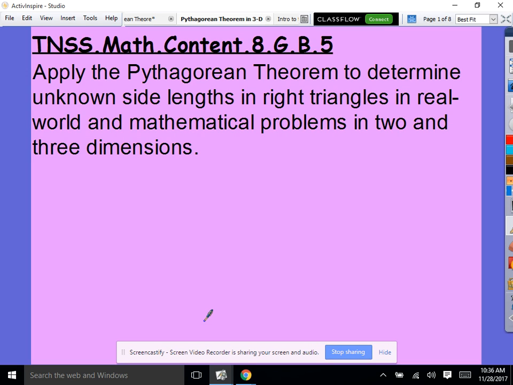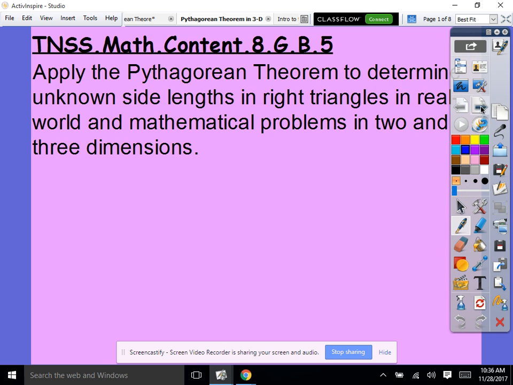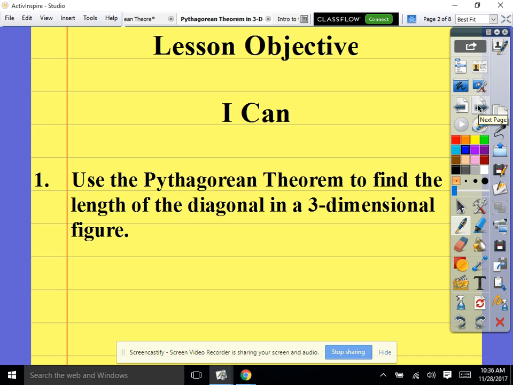Tennessee State standard is to apply the Pythagorean theorem to determine unknown side lengths in right triangles in real world and mathematical problems in 2 and 3 dimensions. Today we are focusing on 3-dimensional figures. Your lesson objective: I can use the Pythagorean theorem to find the length of the diagonal in a 3-dimensional figure. So you need to pause the video and write that down.